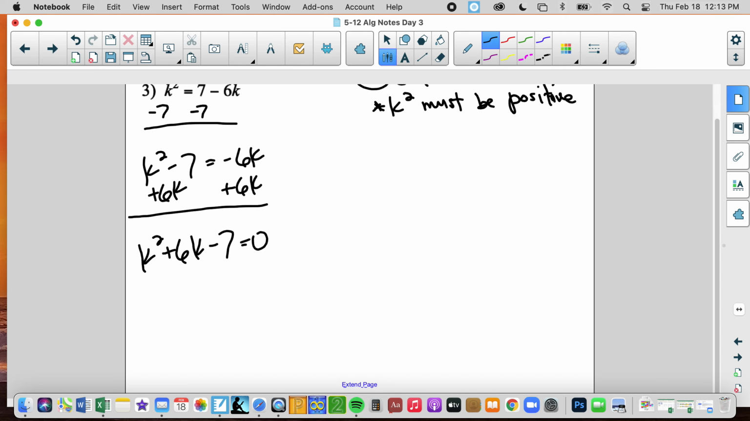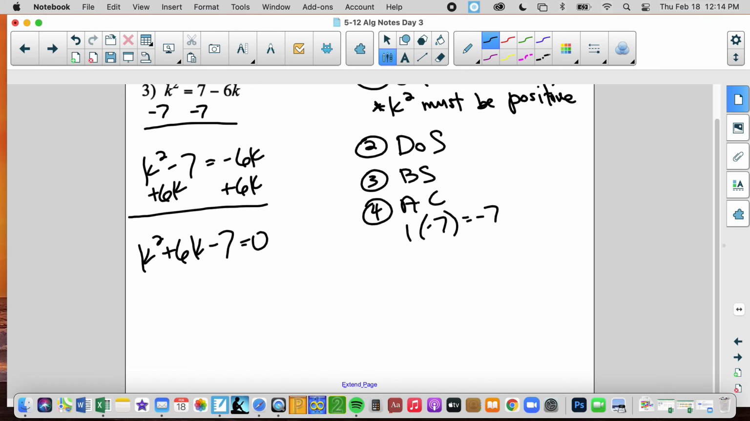All right, now we're done. We've set it equal to 0. So now, is it the difference of squares? No. Is it a binomial square? No. Is it a times c? Yeah, let's try it. A is 1, c is negative 7. Factors of 7 are 1 and 7. Signs are different. When c is negative, they're different. And the bigger is positive. So that gives me 6. That's equal to my middle term, which is good.